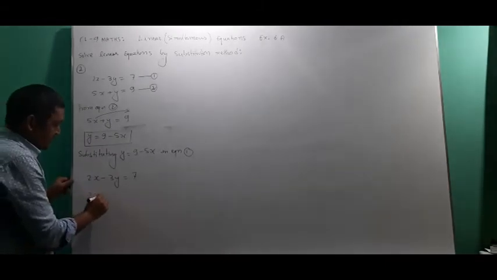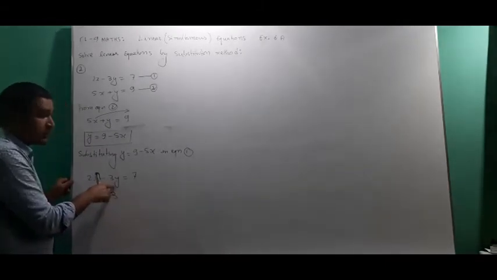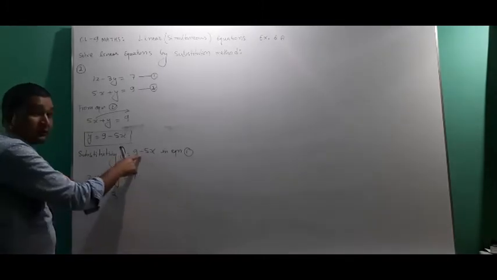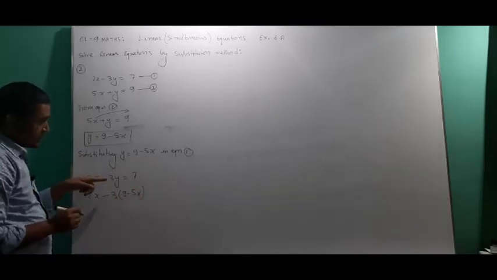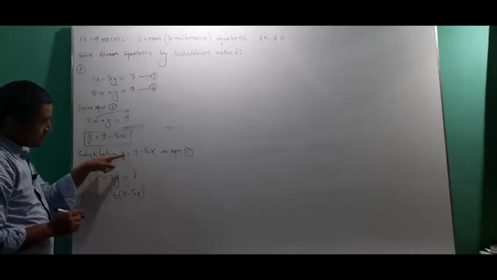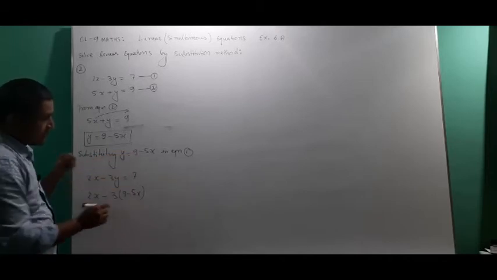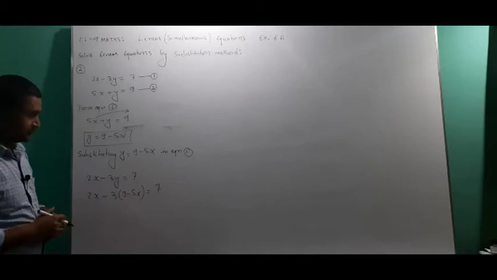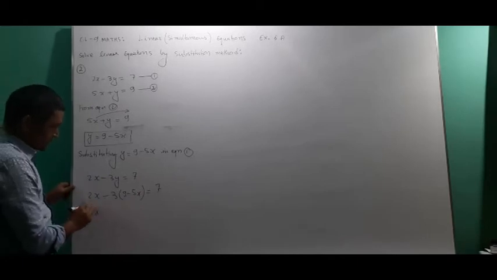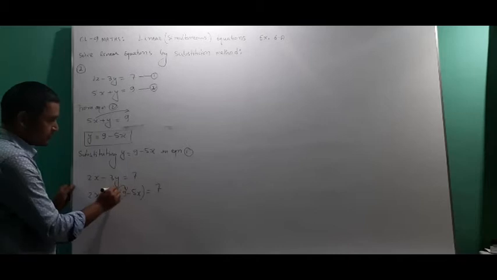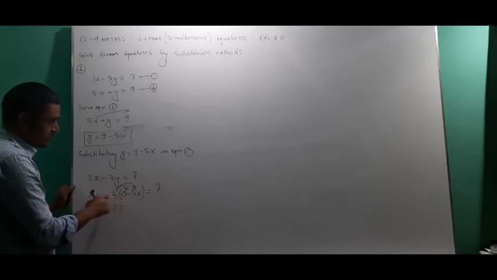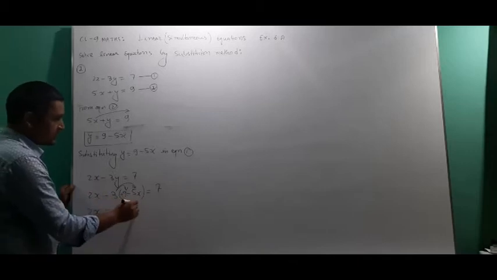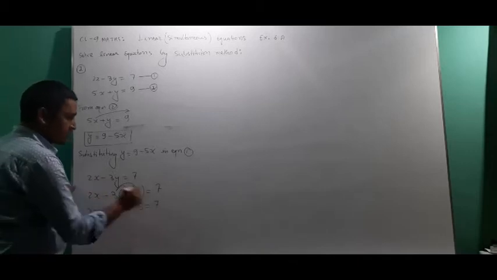Okay, 2x minus 3 is there. After 3, what is there? Y. If there is more than one term, always put it inside the bracket: 9 minus 5x. Got it? Now substitution: we are replacing y by its value, that is 9 minus 5x, equals 7. Then 2x, take this 3 and multiply with both. Minus times plus, the sign is always in front of the number. Minus times plus minus, 3 nines are 27, minus times minus plus, 3 fives are 15, equals 7.